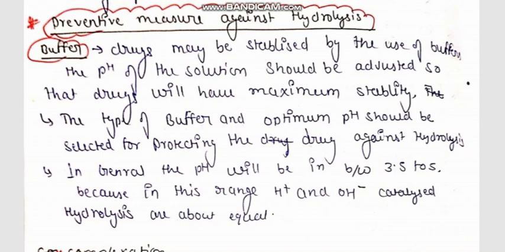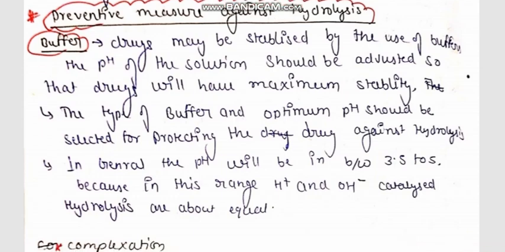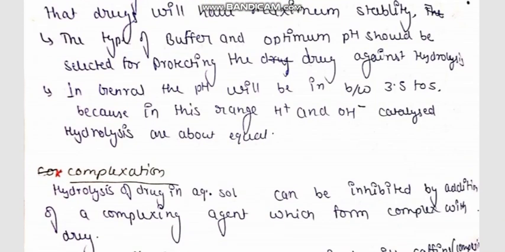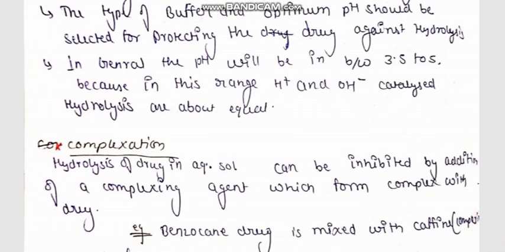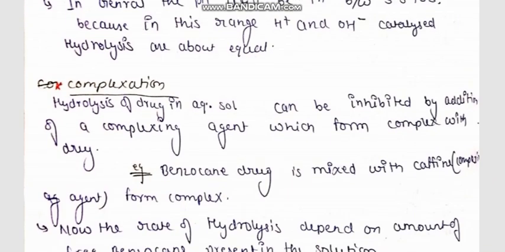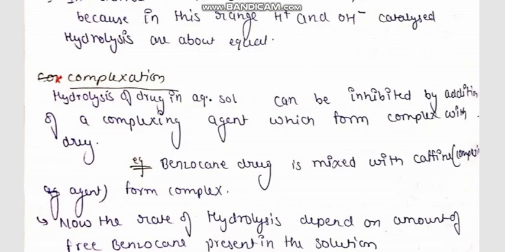It doesn't mean we can use any type of buffer or any type of pH, but the type of buffer is also very important while mixing it to the formulation. In general, the pH will be between 3.5 to 5 because in this range, hydrogen and hydroxyl ion catalyzed hydrolysis reactions are equal, and so the chances of hydrolysis reaction become very less.